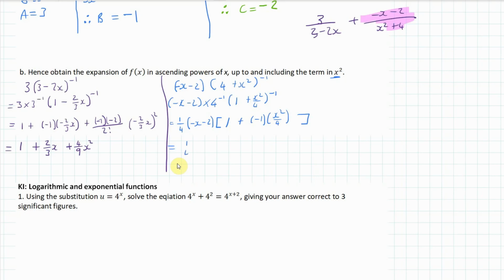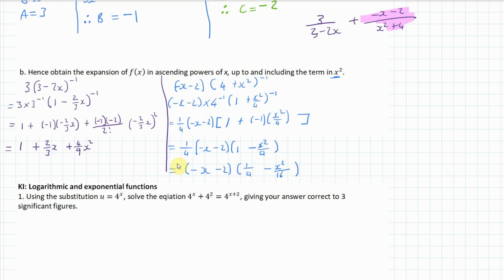So 1/4 -x -2, and then we've got 1 minus x squared over 4. Now I'm going to expand that quarter out, so I'm going to get -x minus 2 into 1/4, minus x squared over 16.